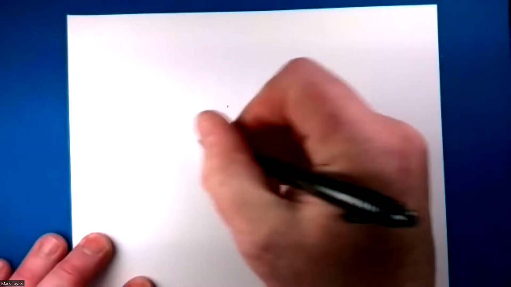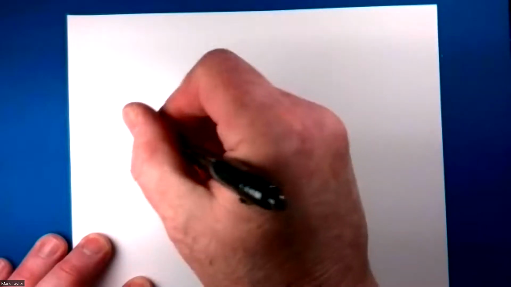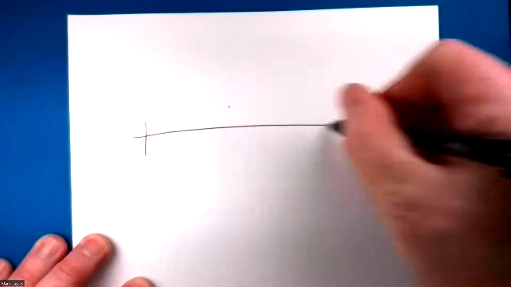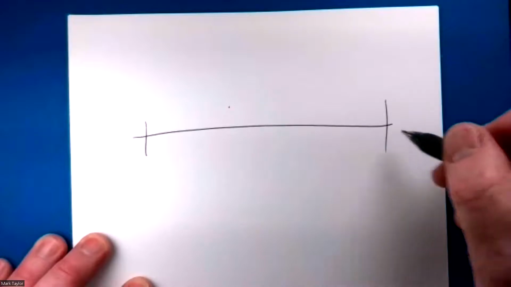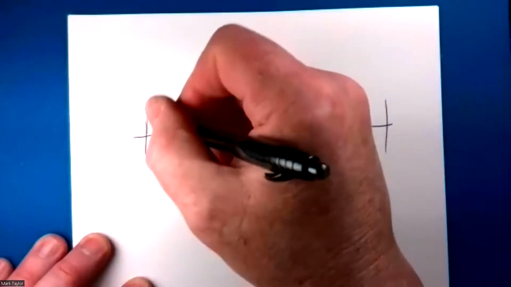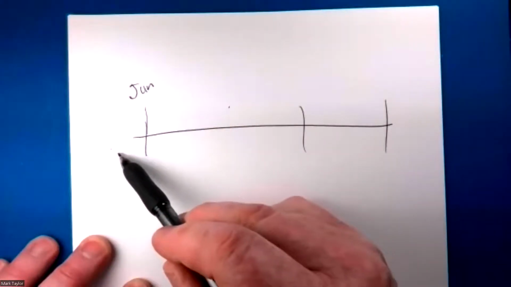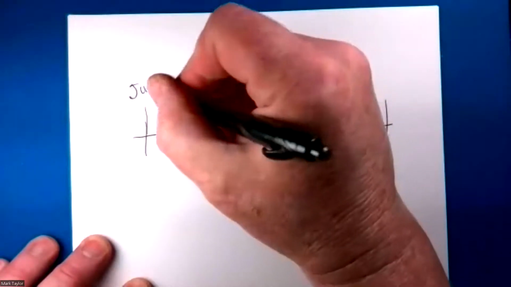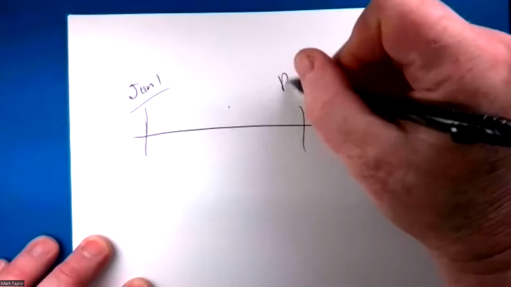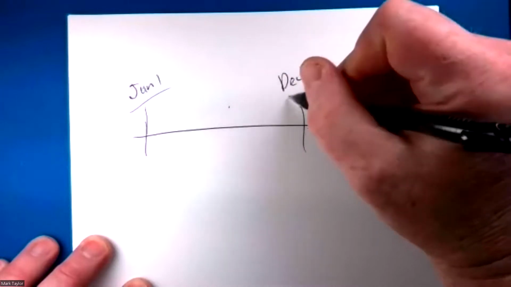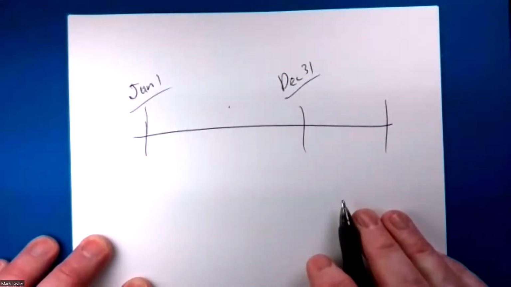Okay, so here's what they're talking about. Let's say, there's a bug on here. See him? Go away, bug. So here's January 1st. Here's December 31st of the year.